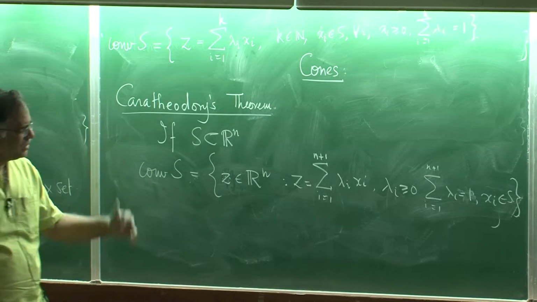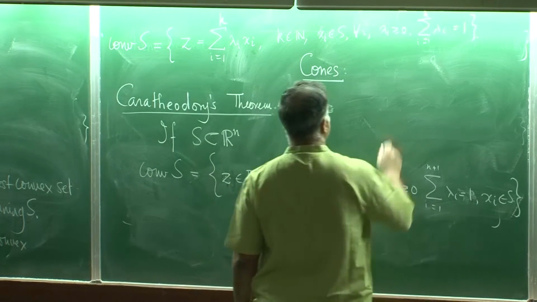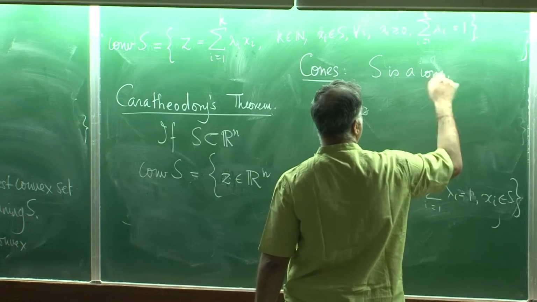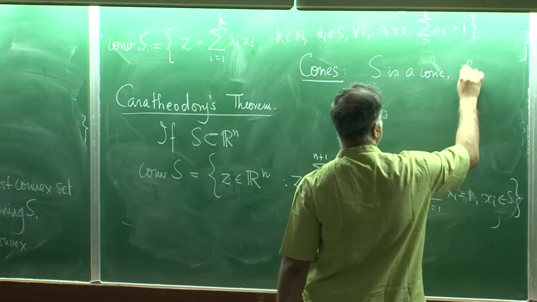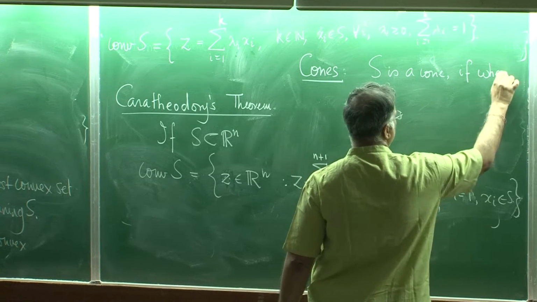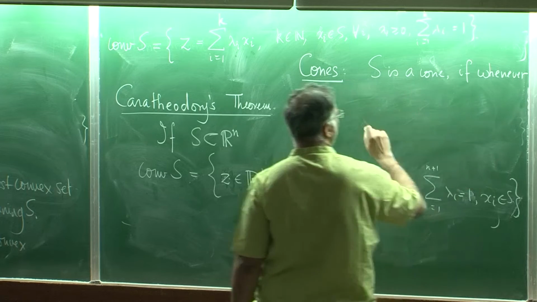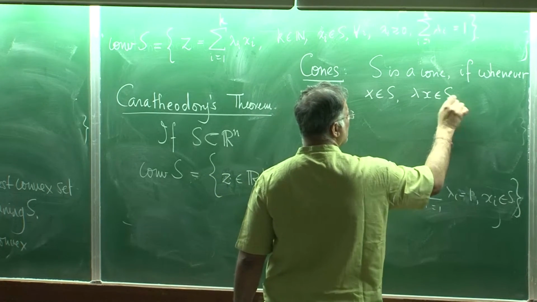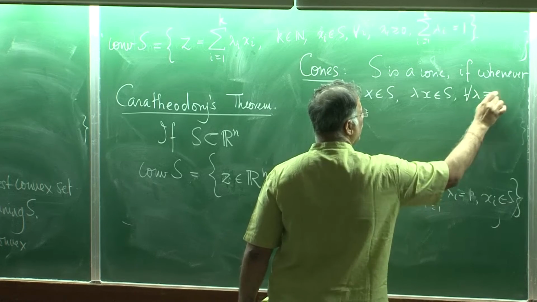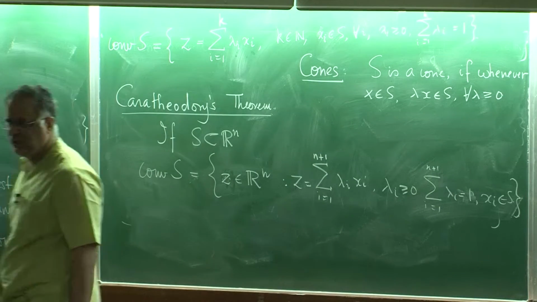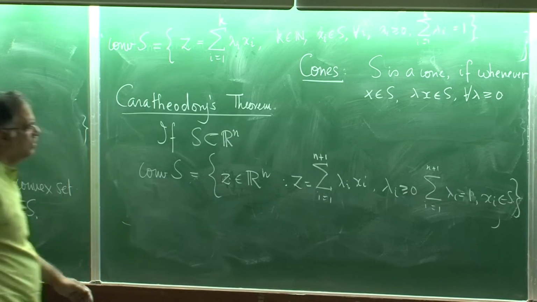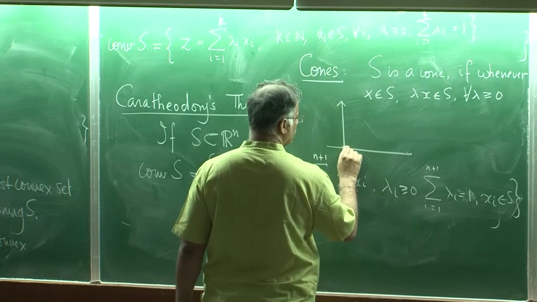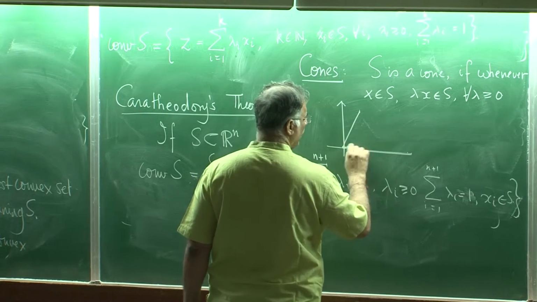So, what are cones? The most standard definition is the following, that S is a cone if whenever x is an element of S, lambda x is an element of S for all lambda greater than or equal to 0. So, here it simply means it is a cone with a vertex at 0, something like this, say in 2 dimensions.